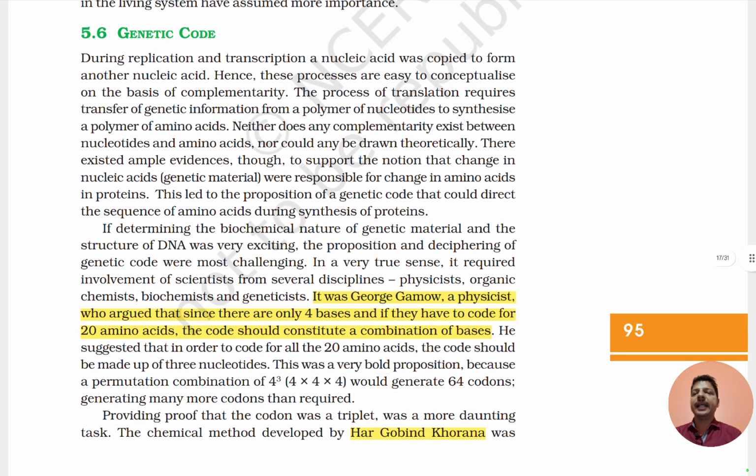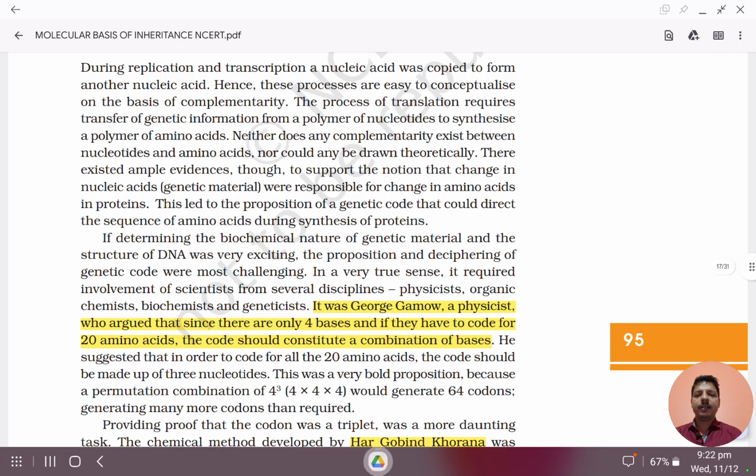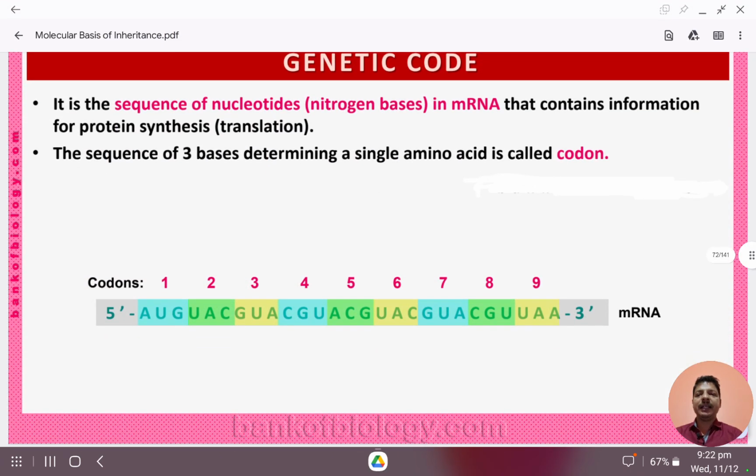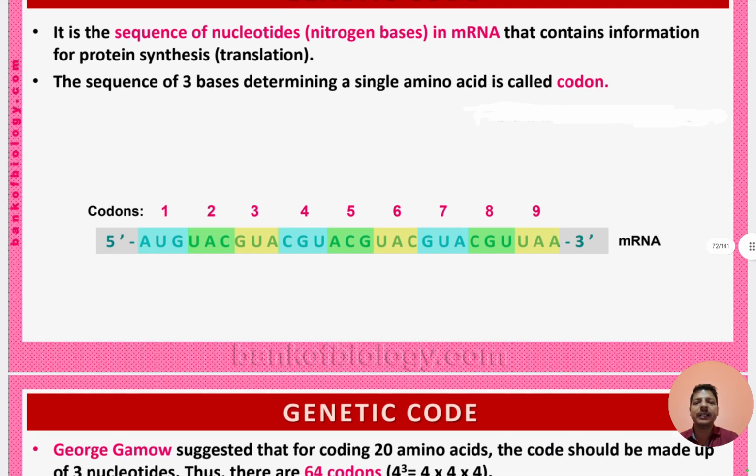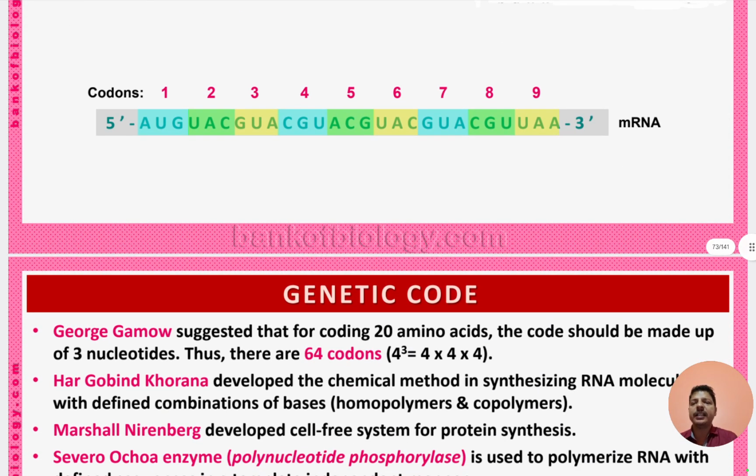Then the genetic code. Genetic code means a sequence of nucleotides or nitrogenous bases in mRNA that contains information for protein synthesis or translation. The sequence of 3 bases determining a single amino acid is called a codon. This codon is present, as you can see.